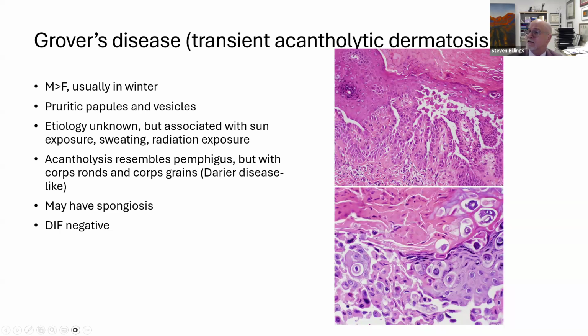The acantholysis resembles pemphigus, but it also has these corps ronds and grains, which resemble Darier disease. It can also have spongiosis, and remember, it does not have a positive direct immunofluorescence finding. Here we can see this acantholysis, and here we can see these corps ronds, these round abnormal keratinocytes, and these grains up here with a prominent, flattened nucleus that looks like a rice grain, where it's acantholytic.